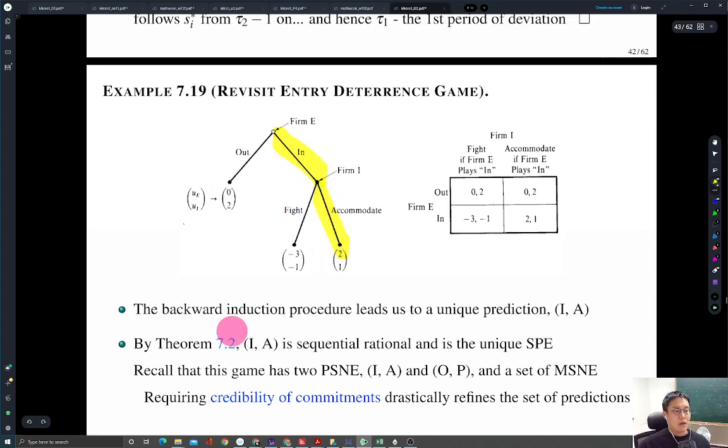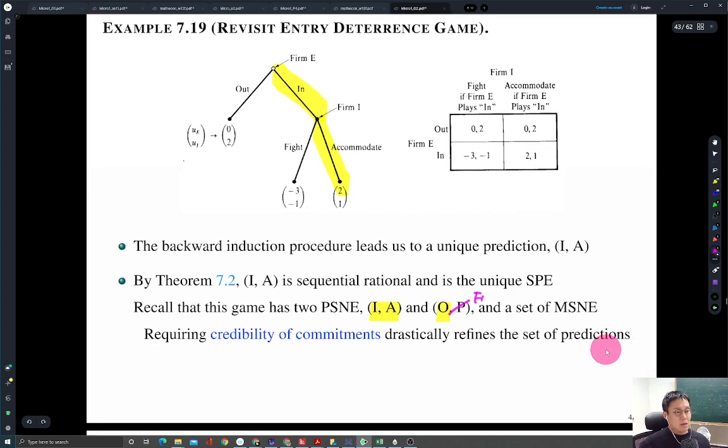And by the equivalence theorem, now we can say a little bit more. I and A, that strategy profile, is sequentially rational, and it is the unique subgame perfect equilibrium. And remember that the game has several pure strategy Nash equilibria, I and A, and O and, I think this is a typo, it should be F. And the set of mixed strategy equilibria.